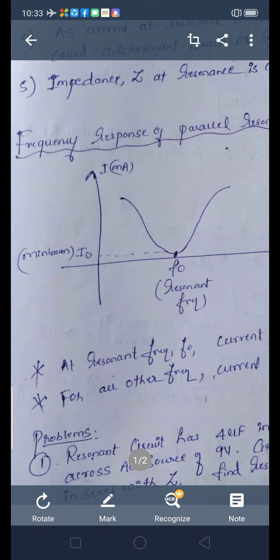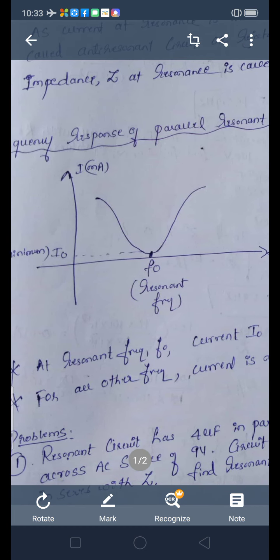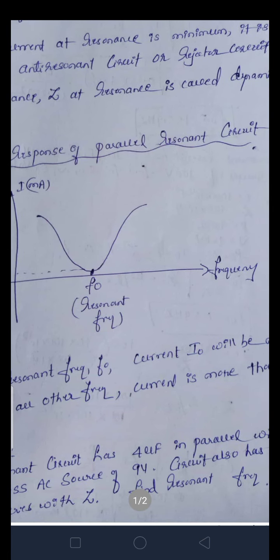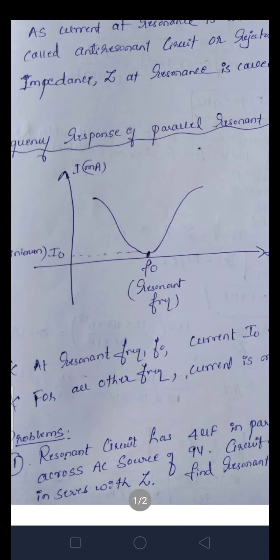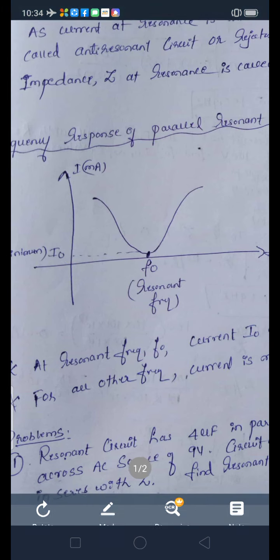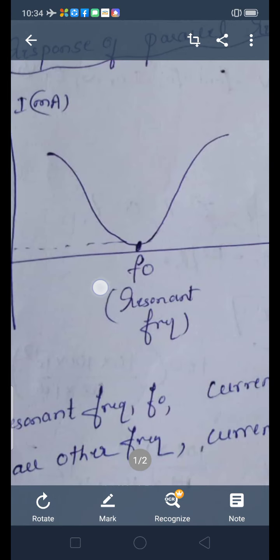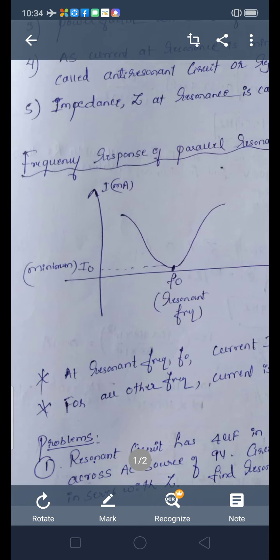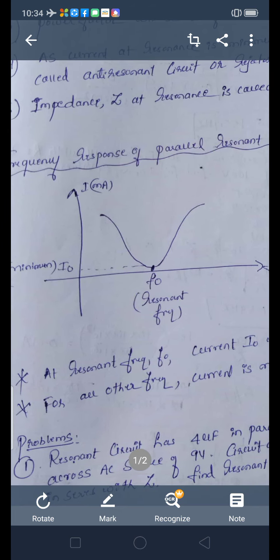Then coming to the frequency response of parallel resonance circuit. It is exactly the reverse of what we have drawn for series resonance circuit. You can observe here, at resonant frequency, what is the frequency response curve? Frequency versus the current. For different frequencies, what is the current flowing in the circuit? So at F0, that is resonant frequency, the current is going to be minimum, you can see here. For all other frequencies below F0 as well as beyond F0, the current is greater than that minimum value I0. So this is the frequency response of parallel resonant circuit.